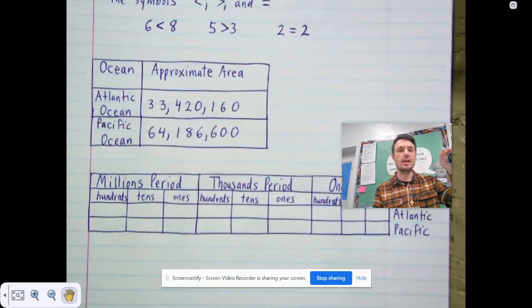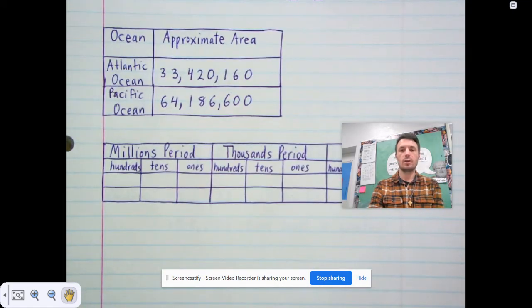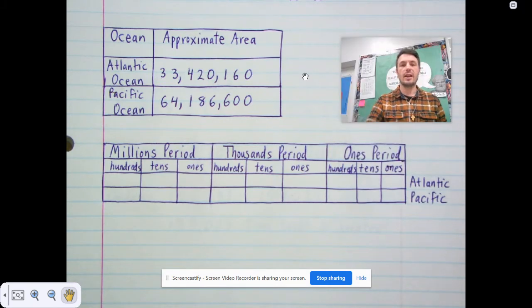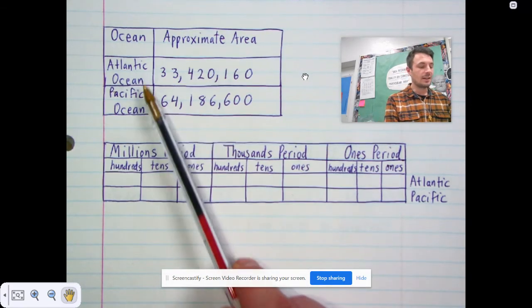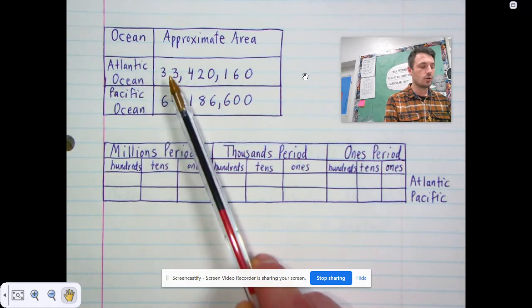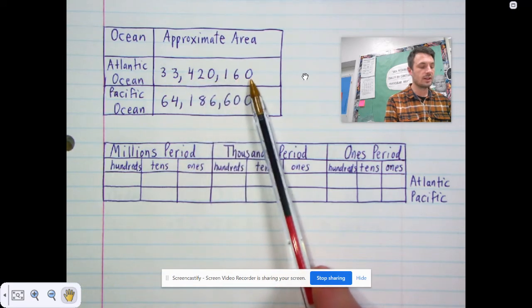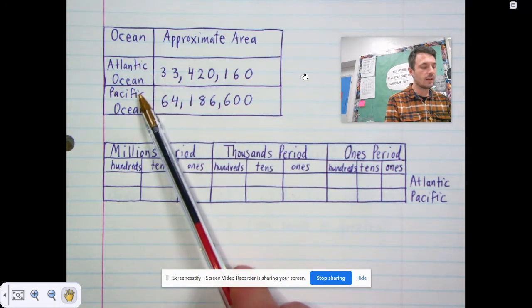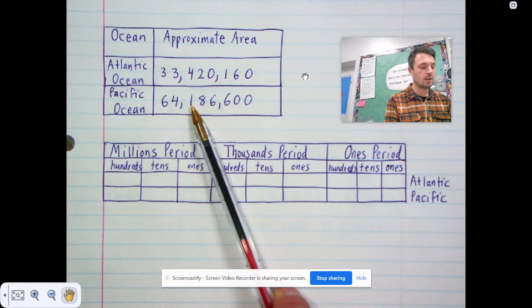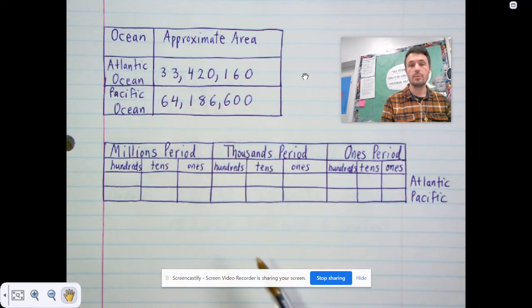In order to practice this, let's look at the approximate area of the Atlantic and Pacific Ocean. So these are two pretty large numbers. They go up into the 10 millions place. The approximate area of the Atlantic Ocean is 33,420,160 square miles. And then the Pacific Ocean is 64,186,600 square miles.